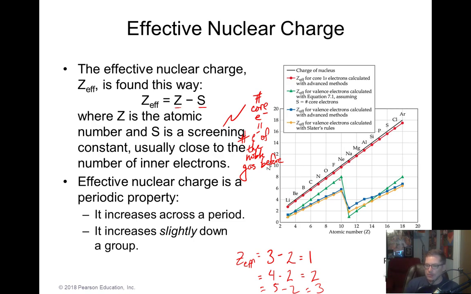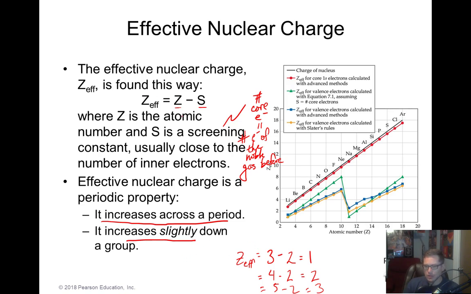All right, so generally our effective nuclear charge increases as we go across a period, and that makes sense. As we go across, our nucleus is more effective at reaching those outermost electrons because there are more protons but the same number of shielding electrons. So as we go across a period, our Z effective increases. Now, the tricky part is how it works when we go down a group. Z effective increases slightly as we go down a group.